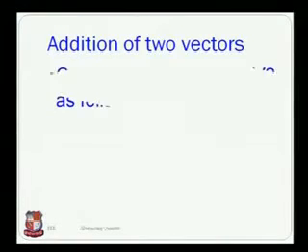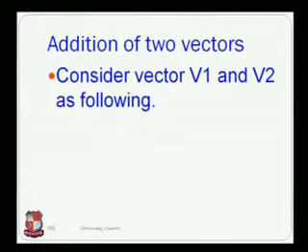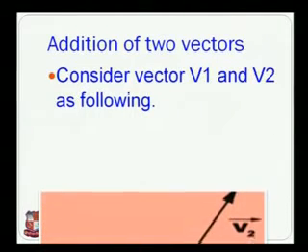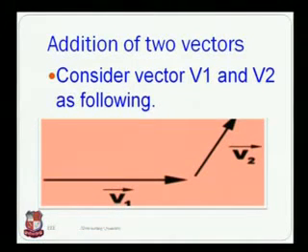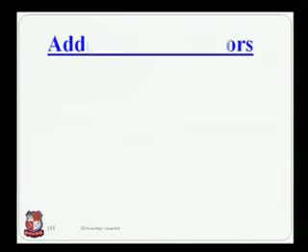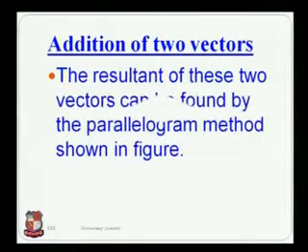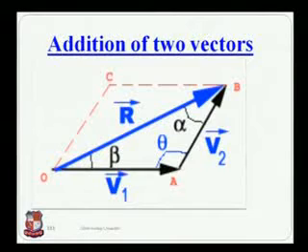Now, addition of two vectors. So we are assuming that we have two vectors, vector v1 and vector v2. It is like this. This is our first vector v1 and second vector v2. As shown in the figure, v1 is considered as the reference axis. It is on the reference axis, meaning the angle from the reference axis is 0, and v2 has some angle from the reference axis. So the resultant of these two vectors you can find by the parallelogram method, which is shown in a figure. So this is the figure.